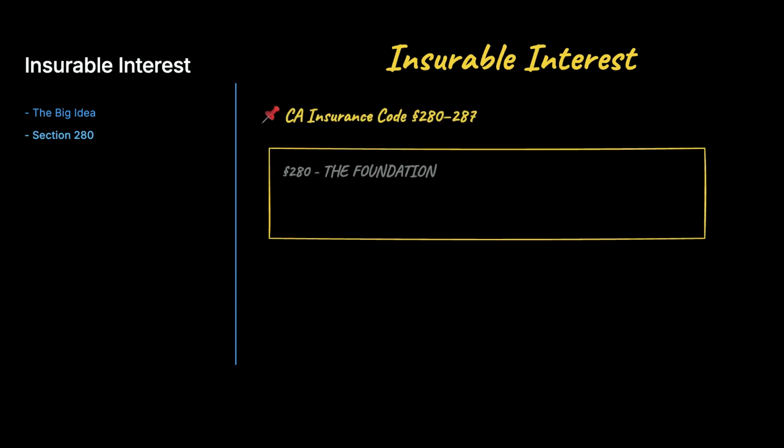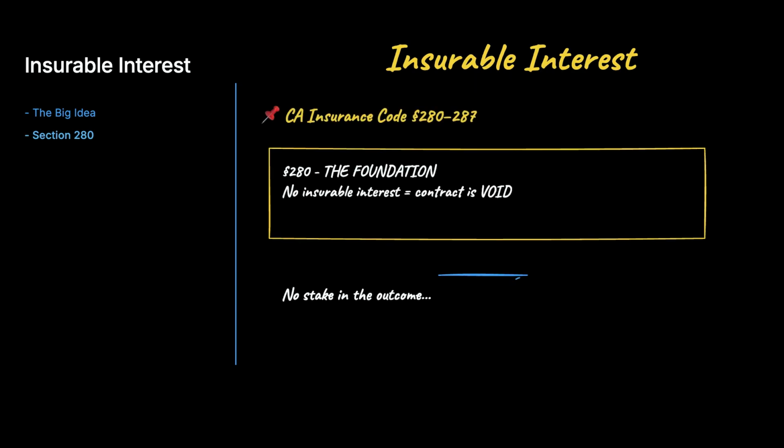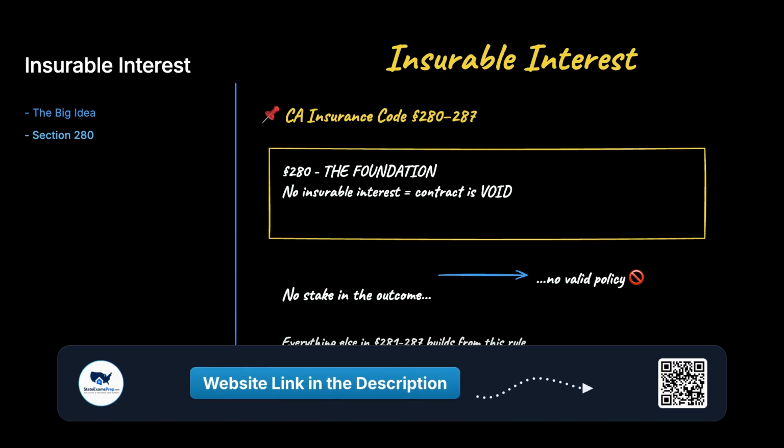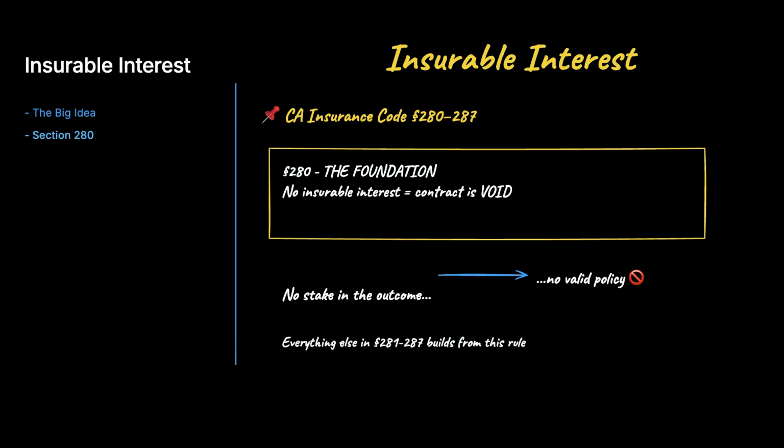California nails this down in Insurance Code sections 280 through 287, and the exam pulls questions straight from them. Section 280 is the foundation, and it's blunt. If the insured has no insurable interest, the contract is void. No stake in the outcome means no valid policy. Everything else builds from that.